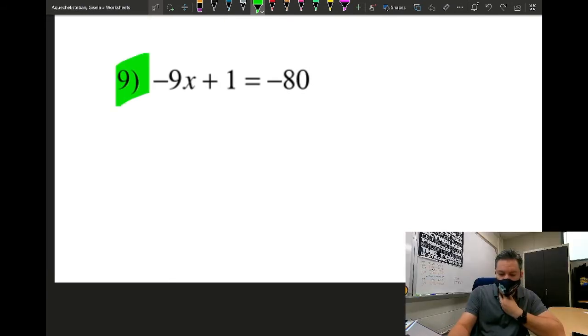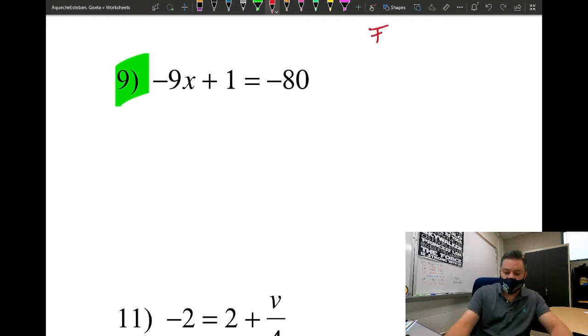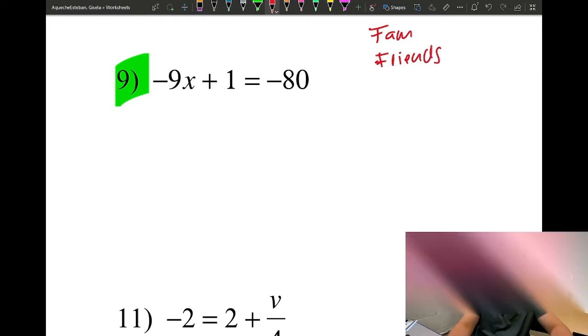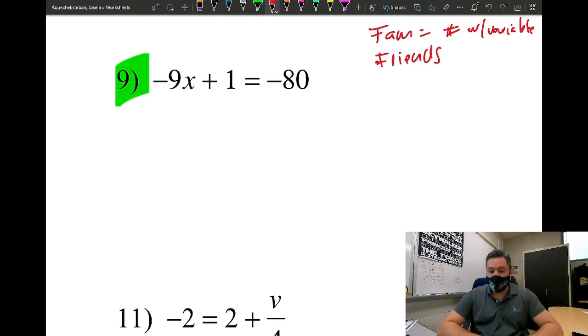We're going to have friends and family. Who's closer, your family or your friends? Family. Family is always the closest thing that you're going to have, right? So we're going to have family and friends. Family is going to be the number with the variable, or the number with the letter. That's family. And then the friends are going to be the numbers by themselves.